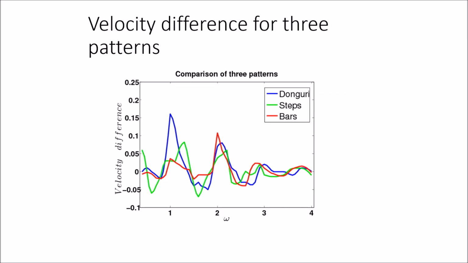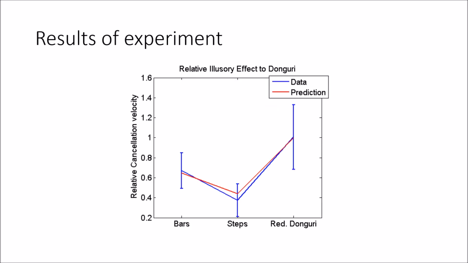We can run our algorithm on the different signals for different frequencies and see the misestimation. And we see that the largest misestimation occurs around the critical frequency of 1. And the misestimation is largest for Donguri and then weaker for bars and steps. And then we can compare our prediction from the computation with what we measured from subjects. And it turns out that the relative strength is very well predicted by the model.